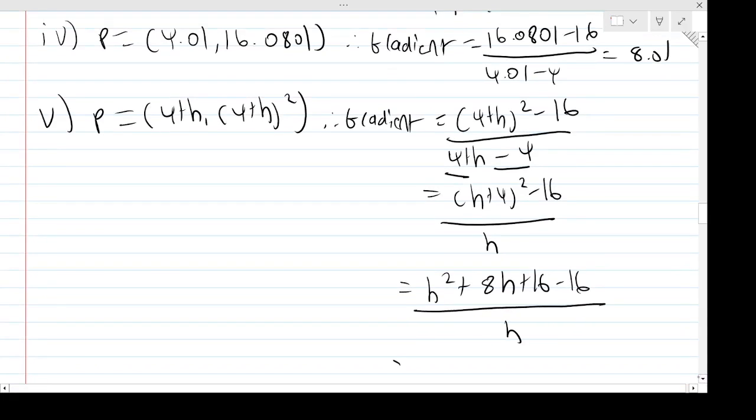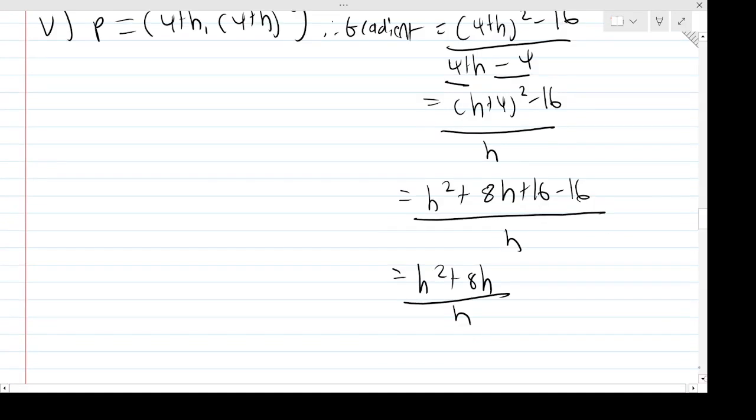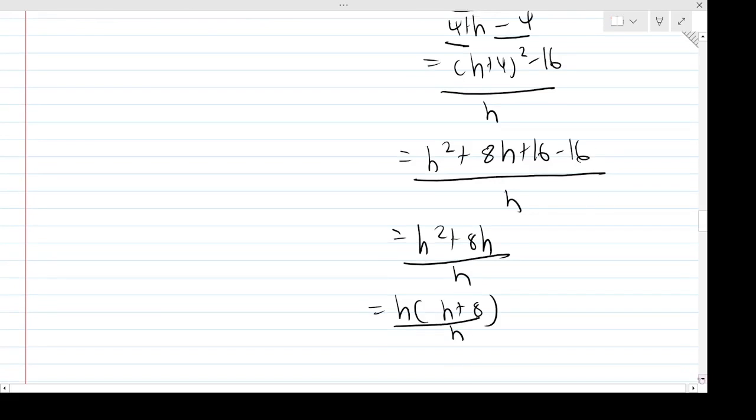Okay, if I do that, then the plus 16 and the minus 16 will cancel each other out, so I'm left with h squared add 8h, all over h. Alright, okay, now we can factorise the h on the top. And then we can cancel it, right? So then I'm left with 8 add h there. So that's my simplified gradient in terms of h then.